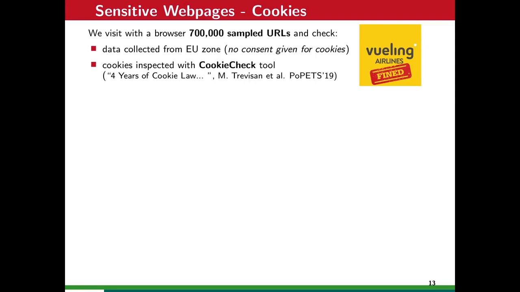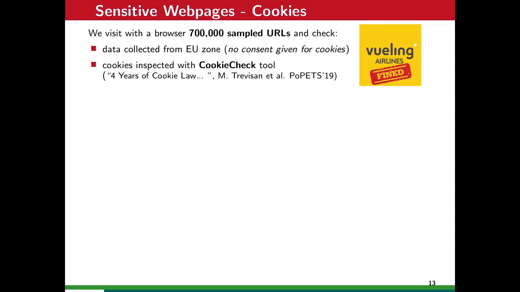For example, in 2009, Spain fined the Vueling airline because on their website the company failed to obtain valid consent before processing the cookies that were collected from visitors. To analyze how web pages with sensitive content handle cookies, we sample around 700,000 URLs across different categories, and we visit them with a fully fledged browser.